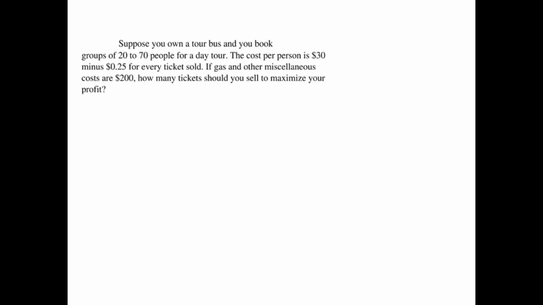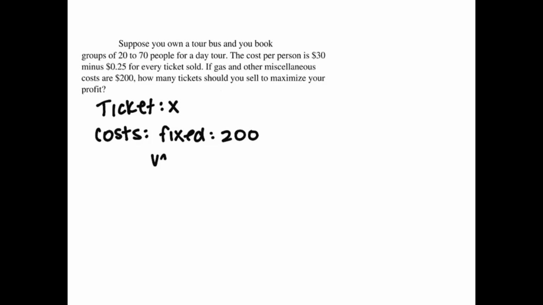I'm going to say that any ticket that I sell is going to be represented by the variable x. So the amount of tickets, it's always going to be represented by x. Then I'm going to say that I have cost to consider. I have a fixed cost of $200, and then I have a variable cost, so cost is going to be changing, and it's going to be 25 cents per ticket that I sell. So how can I combine this and create some sort of equation?